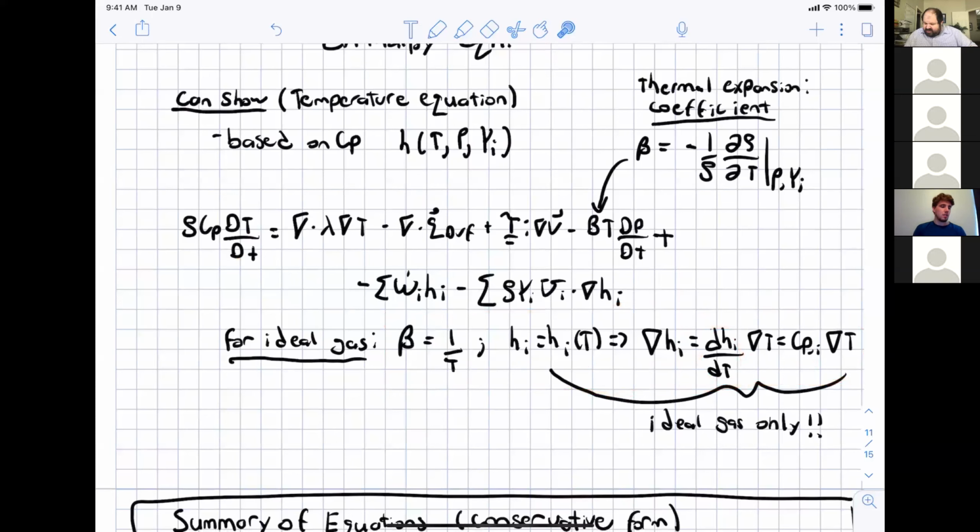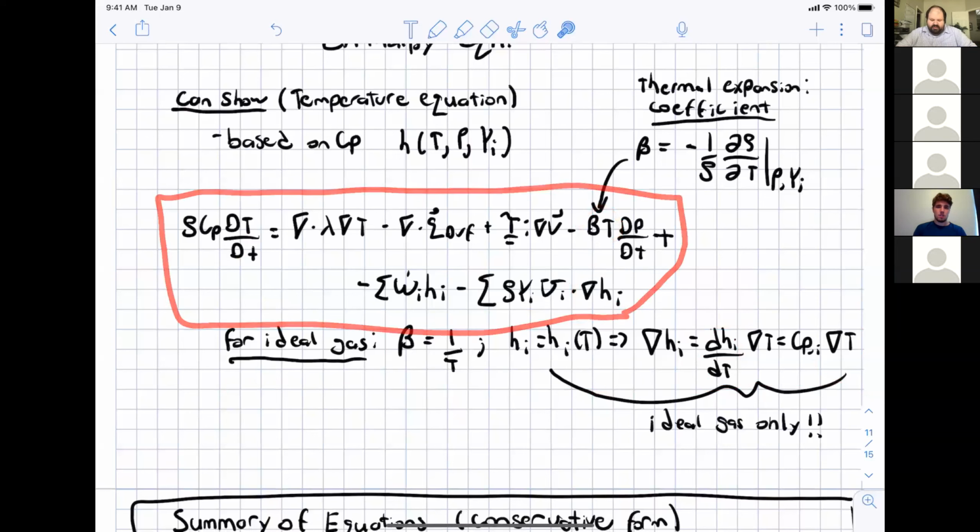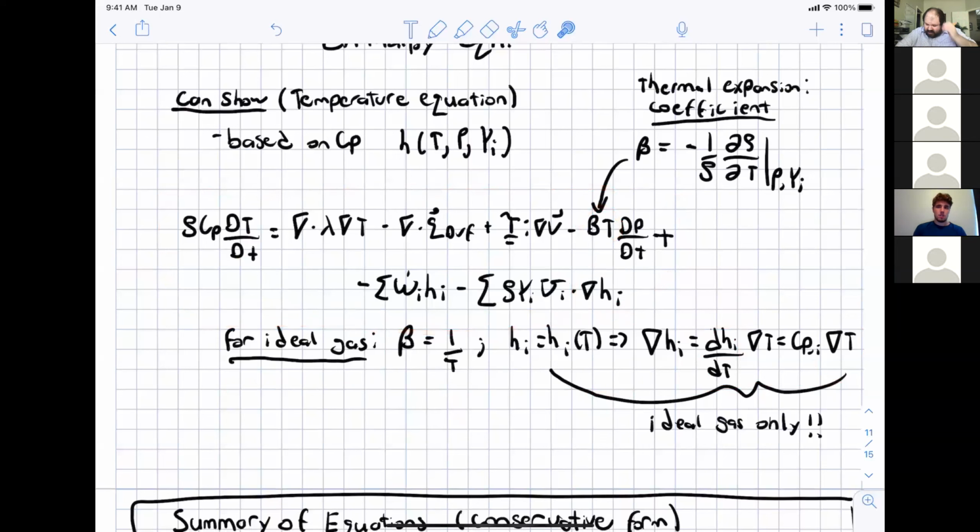The equations that are listed in many of the books are not generalized. They are specific to a mixture of ideal gases. Here, because of this term right here, and the fact that I left this term alone, this is valid for even real gases. But when you work with real gases, I'm not aware of anybody who solves the temperature equation. They tend to solve the total energy equation.